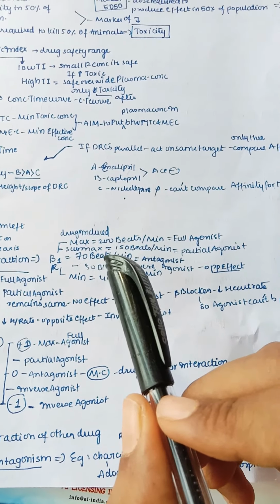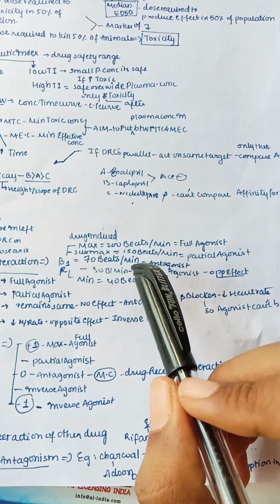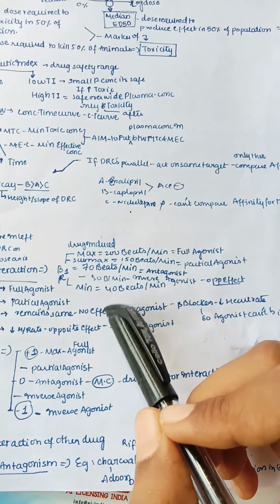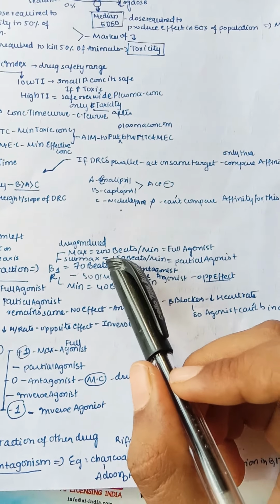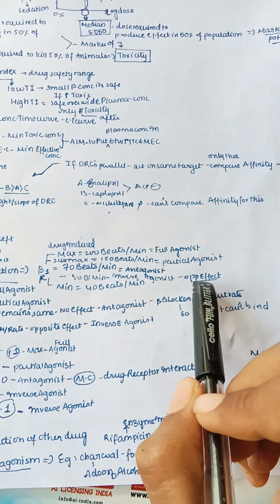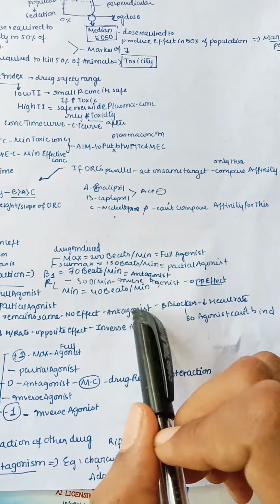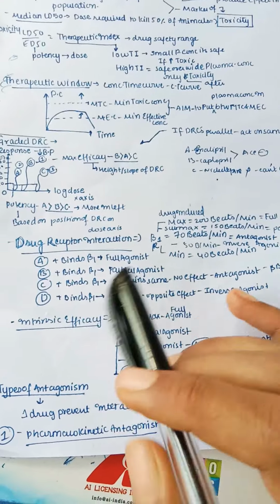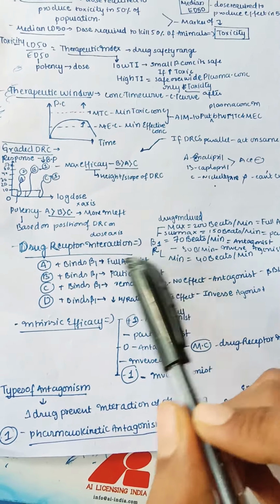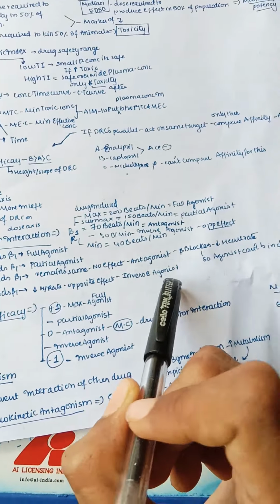Next, the one producing a submaximal effect is called a partial agonist. A drug which doesn't produce any change is known as an antagonist. Next, one giving a downward effect, like 50 beats per minute, is an inverse agonist, which gives the opposite effect, and an even lower one may be a minimum like 40 beats. So here, for example, drug A binds with beta 1 and is a full agonist giving maximum effect, and drug B binds with beta 1 as a partial agonist.